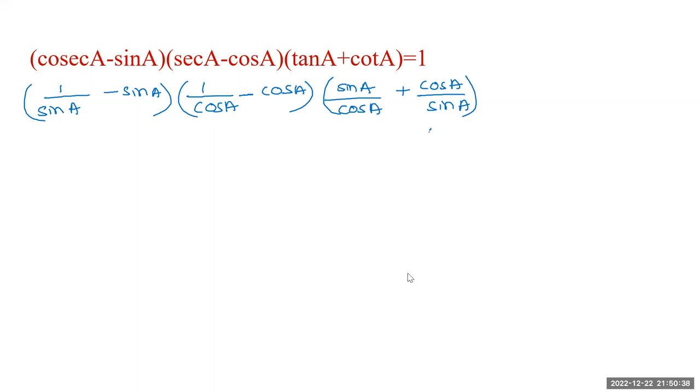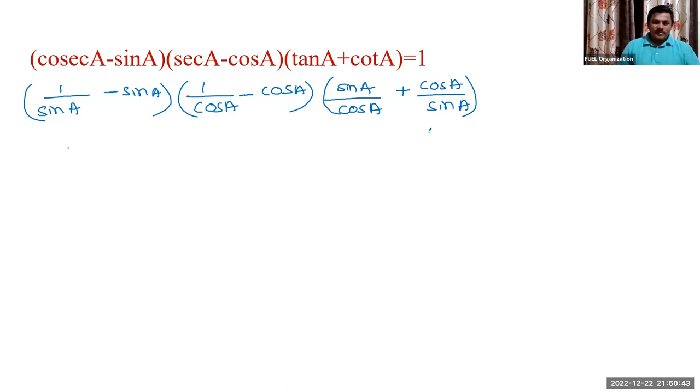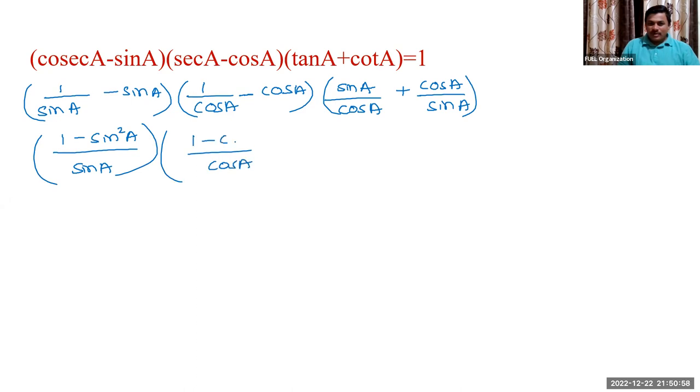Yes, sir. Got the answer. Very good. This remaining children. So LCM is sine A. Here you will get 1 minus sine square of A. Right? And here LCM is cos A. You find 1 minus cos square of A. And the last one, LCM is sine A into cos A. Actually, last time while solving this sum, here I gave you the question as cos A.